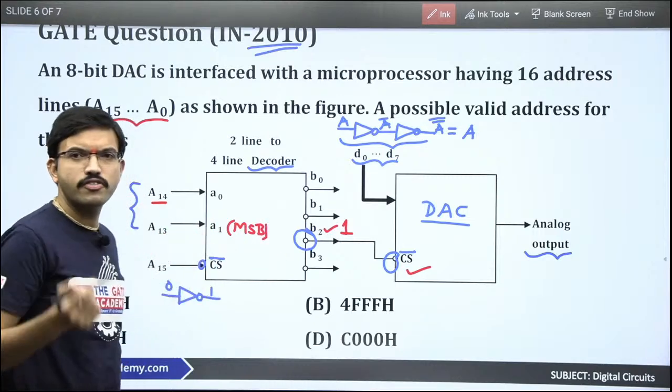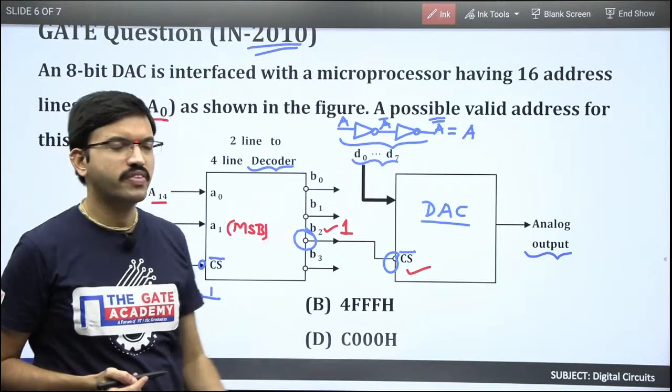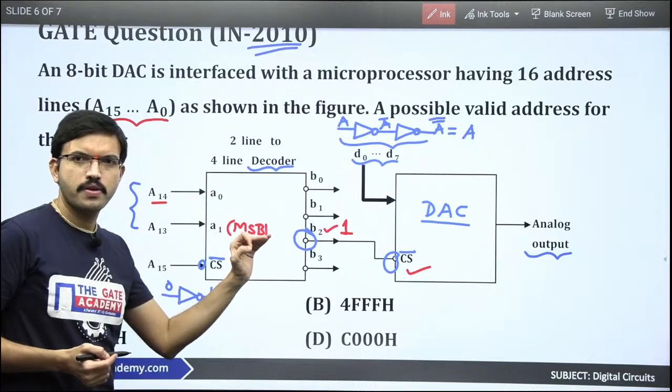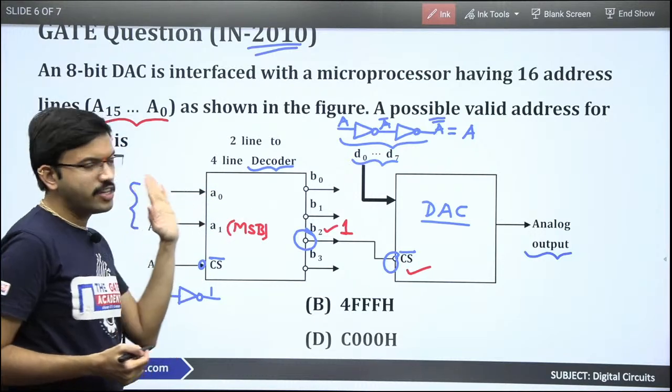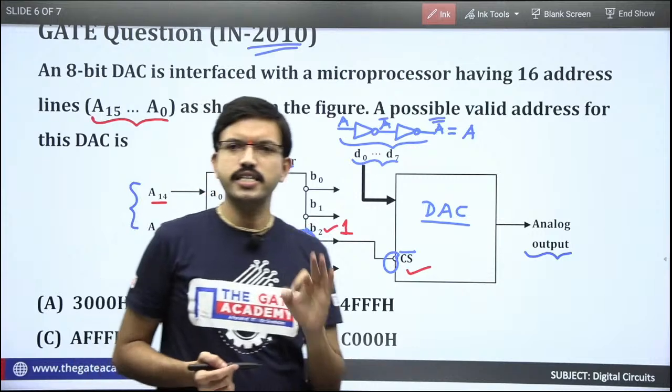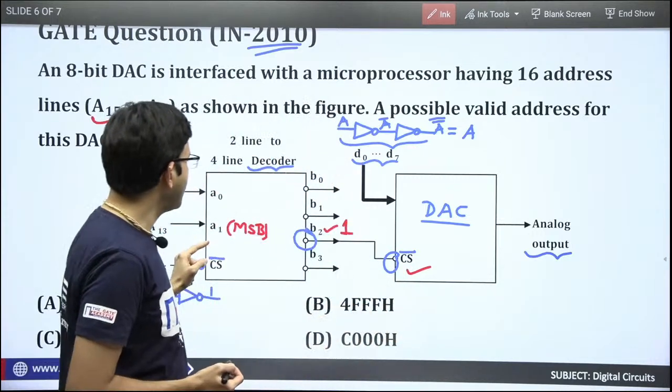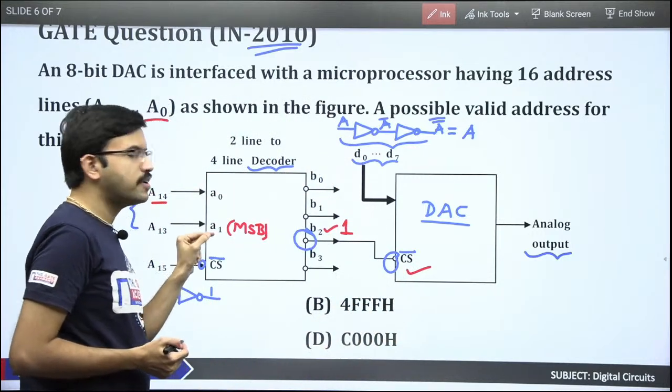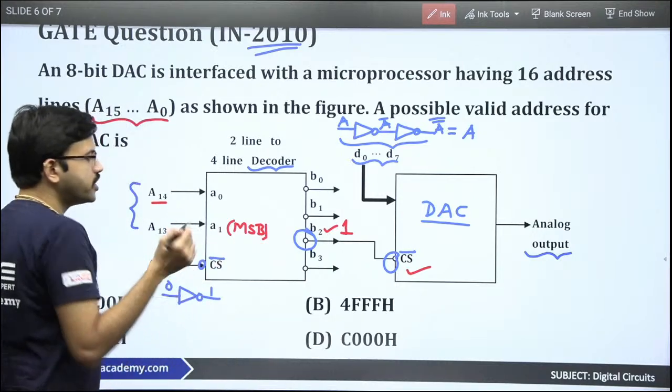If you remember, in the afternoon session I mentioned that whenever they don't specify which one is the MSB, whenever you have alphabets, the starting letter is the MSB. Whenever you have numbering, the higher order number will be the MSB. Okay, so don't get confused.